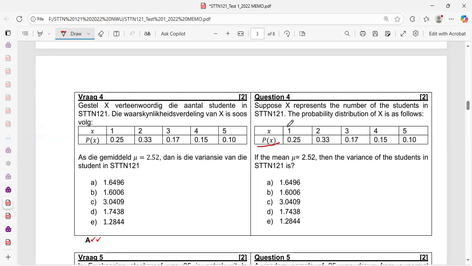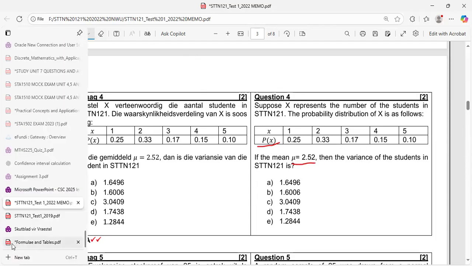When you look at this table, they say the probability distribution of X is as follows: 1, 2, 3, 4, 5. We are given 0.25, 0.33, 0.17, 0.15, 0.10. They say the mean is equal to 2.52. Already they've given you the mean. They want to calculate the variance. Which formula are you going to use?